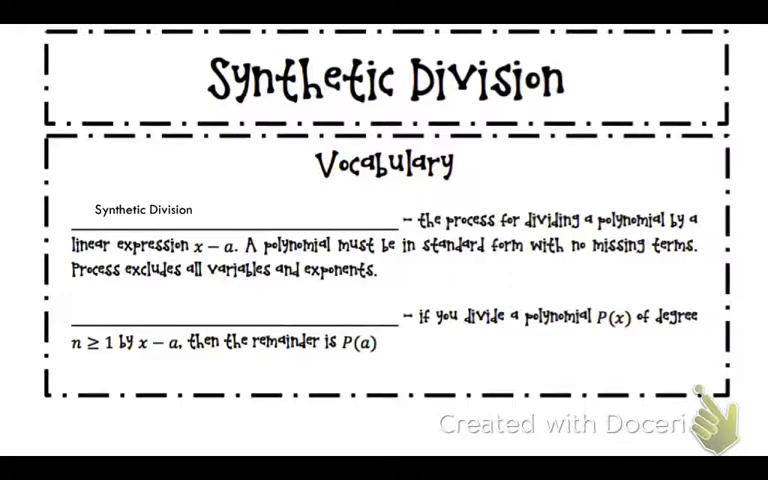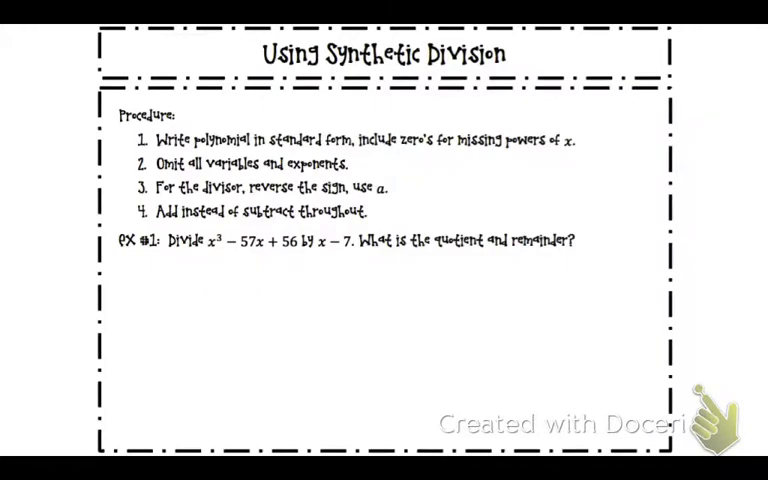Okay? If you divide a polynomial p of x of degree n greater than or equal to 1, then the remainder is p of a. That's the remainder theorem. I'll get more into that so it'll make more sense. So let's just look at this first example. We have to write the polynomial in standard form, including zeros for the missing powers of x.